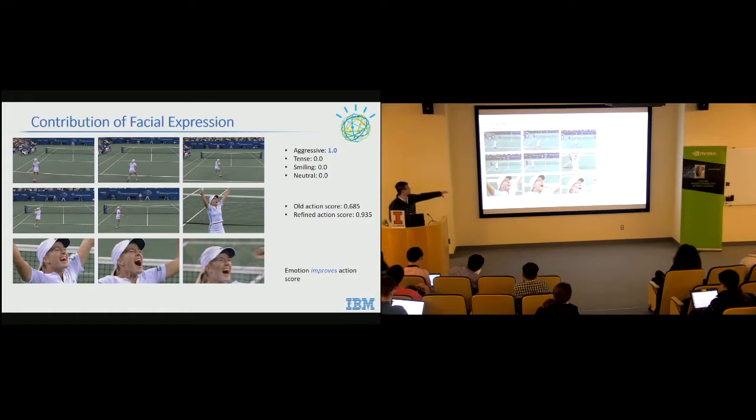But if we look at the 3 frames, we can see that the facial expression of the player is really visible. So we can use that to refine the action, and actually the action was refined and improved from 0.6 to 0.9, which is much better. Therefore, we can conclude that the emotion can improve the action score.